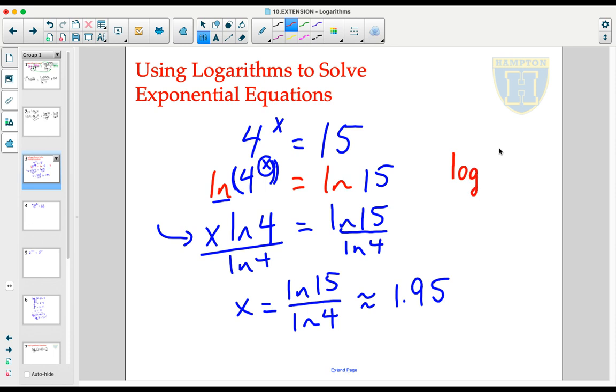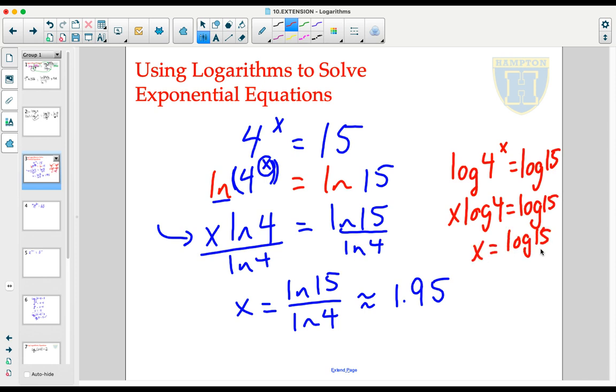You did not have to use the natural logarithm. You could have used log base 10. That does not change the solving pattern at all. The x still comes down to the front. And we divide, and we get log base 10 of 15 over log base 10 of 4. Typing that into a calculator very carefully, we still get that 1.95 answer.